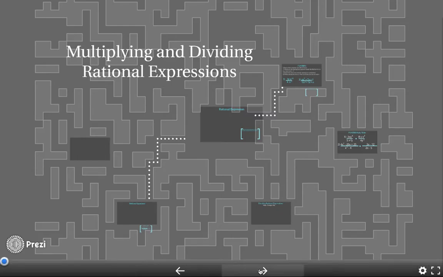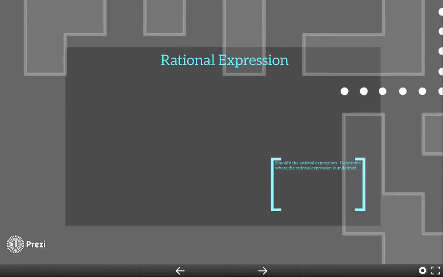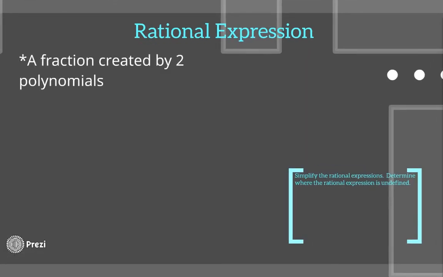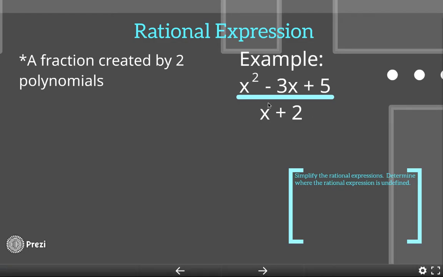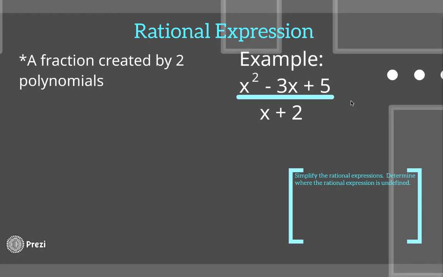Well, guess what? A rational expression is a fraction created by two polynomials. Something that is rational is something that can be expressed as a fraction. In this unit, we're going to be placing polynomials in the numerator and denominator to jazz it up and make it more exciting. An example of this would be x squared minus 3x plus 5 divided by x plus 2. Again, this is a fraction, which means it's rational. But the ones we're going to deal with have polynomials in the mix, which is pretty exciting.